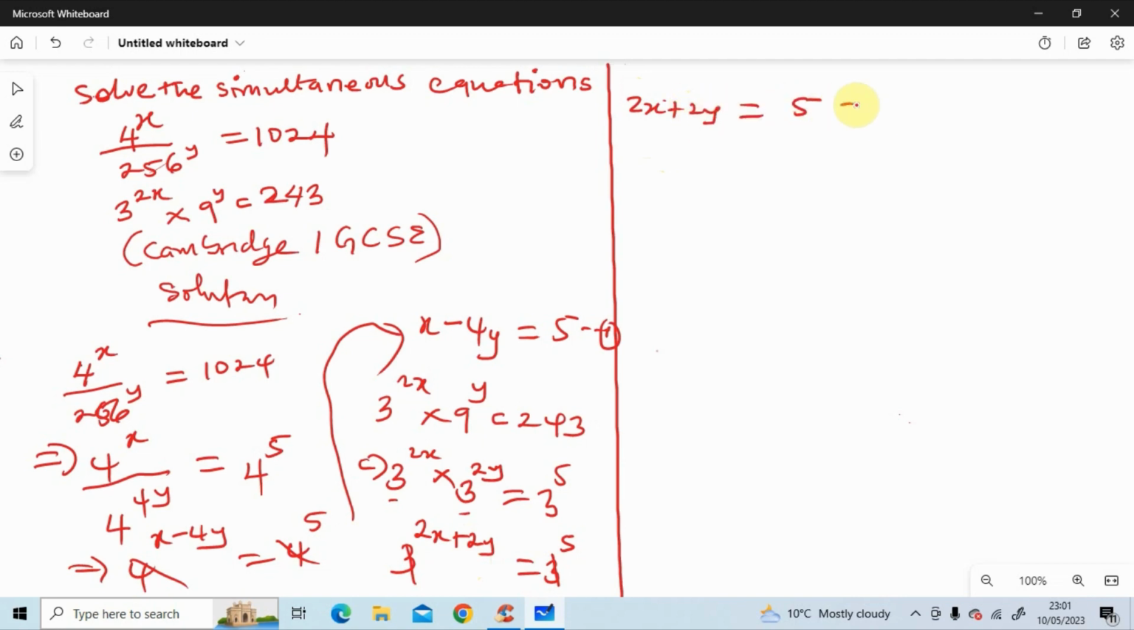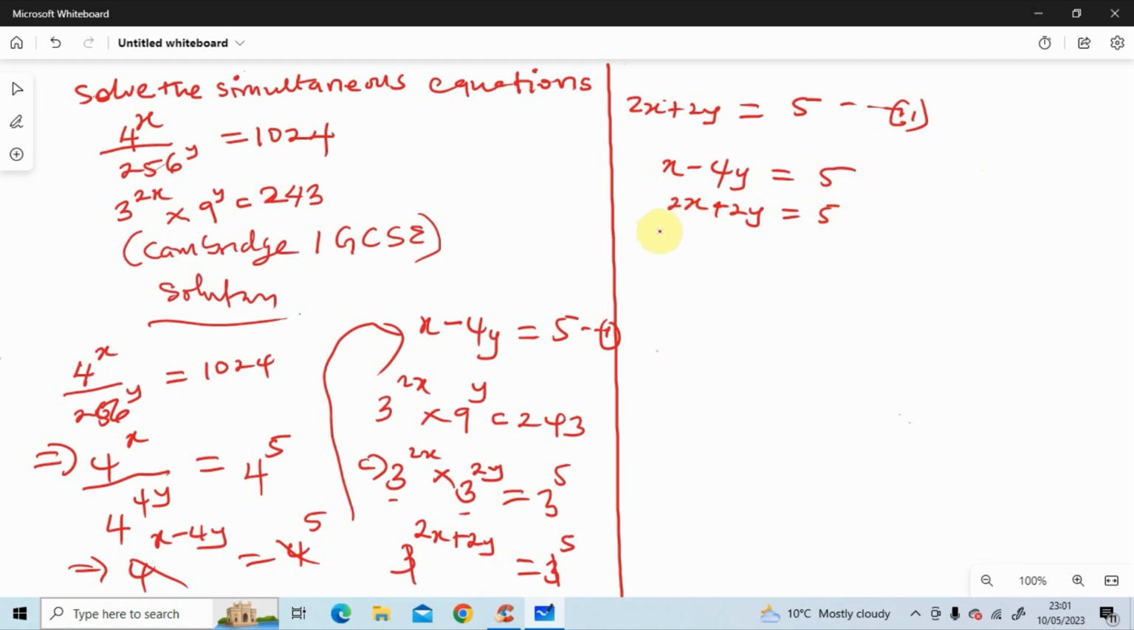So this is the second equation. Now what I need to do is bring out the first and the second equation and solve simultaneously using either the elimination method or the substitution method. The first equation is x minus 4y is equal to 5, and the second one is 2x plus 2y is equal to 5. So this is equation 1, this is equation 2.